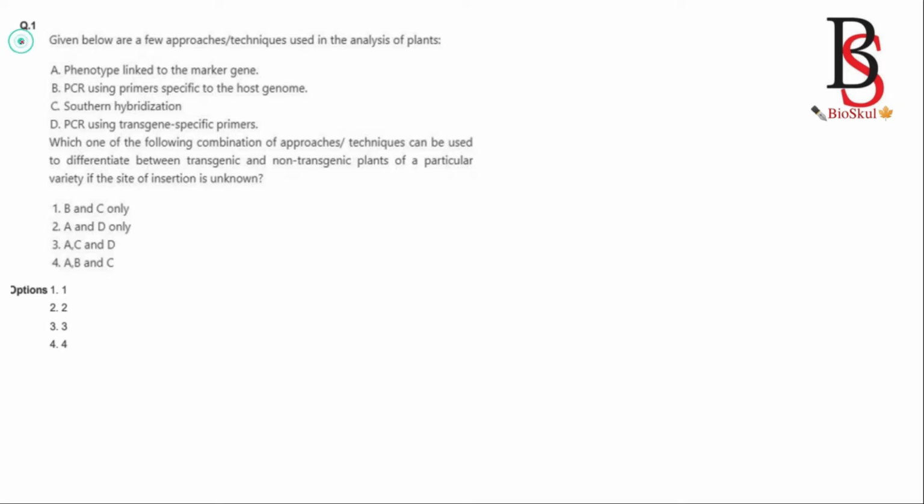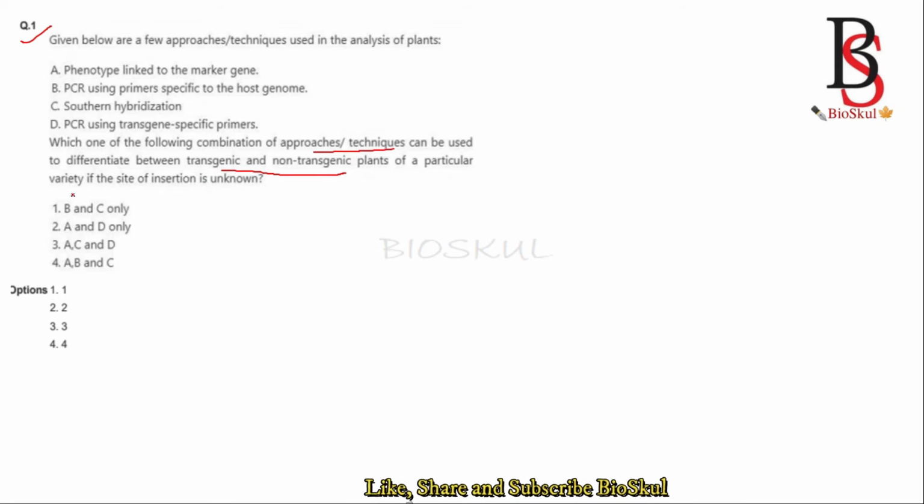Question number 1. Given below are few approaches or techniques used in analysis of plants. Which one of the following combinations of approaches or techniques can be used to differentiate between transgenic and non-transgenic plants of a particular variety if the site of insertion is unknown? So it is asking which combination of techniques is used to differentiate the transgenic plant and non-transgenic plant where the site of insertion is unknown.